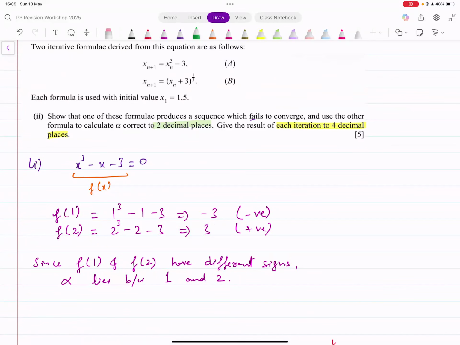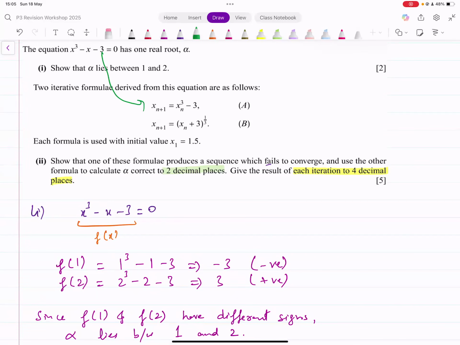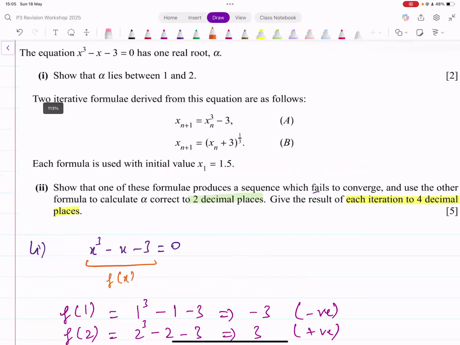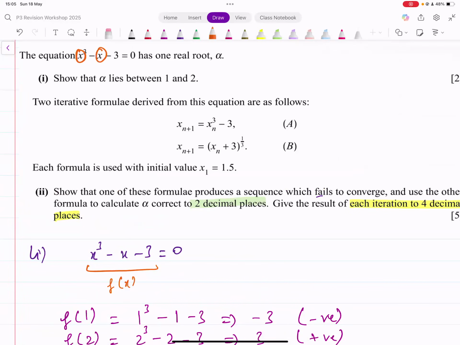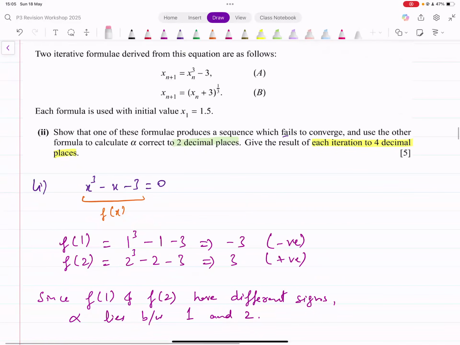Now they're saying there are two iterative formulae derived from this equation, right? You can understand how they're derived, the same way we did it for the earlier example. You can make this x the subject or this x the subject, and that will give you these two iterative formulas. Now they're saying each formula is used with initial value 1.5. Show that one of these formulae produces a sequence which fails to converge, and use the other formula to calculate the value for alpha, correct to 2 decimal places. Give the result of each iteration to 4 decimal places.